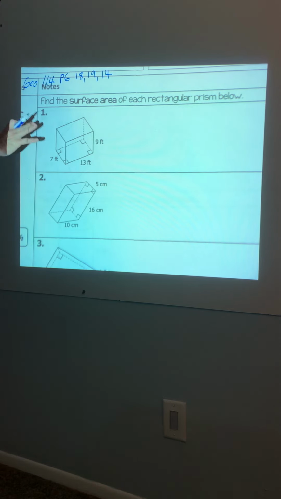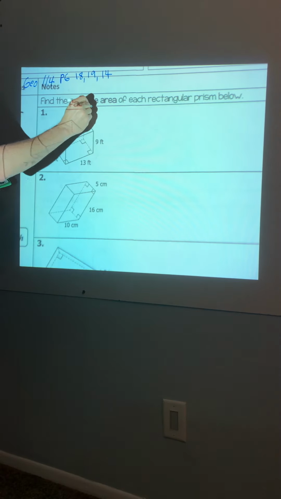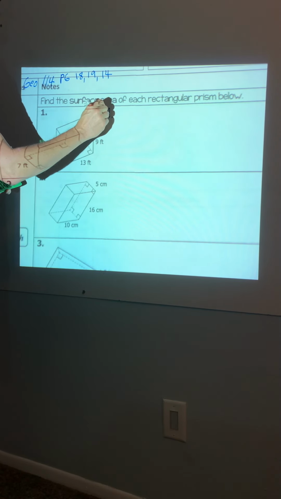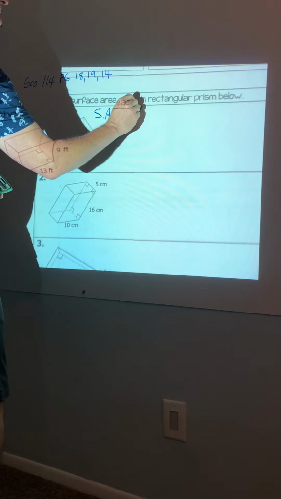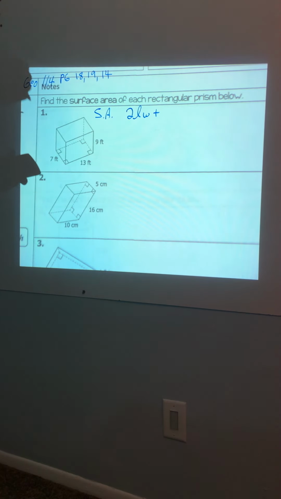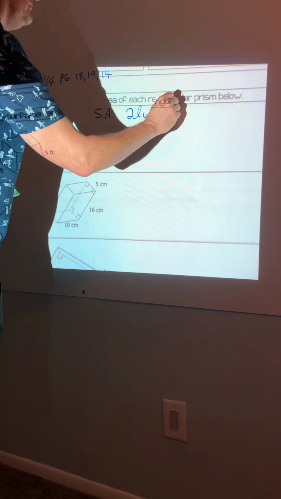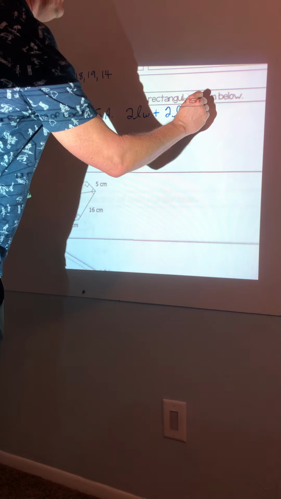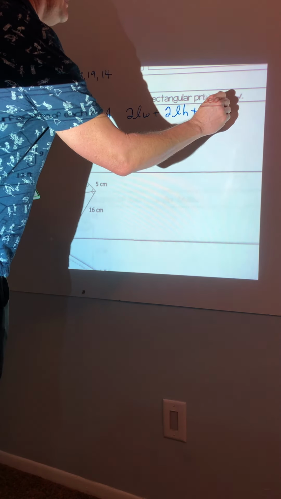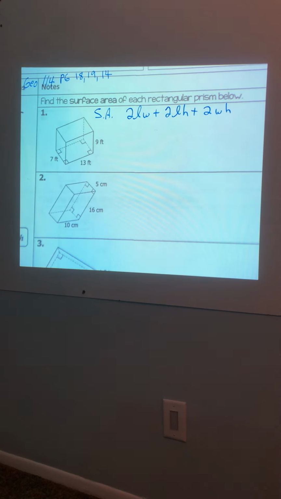The formula for a rectangular prism is a little bit daunting. You're going to write surface area. It's a little long, a little nuts looking, but it's 2 times length times width plus 2 times length times height plus 2 times width times height.